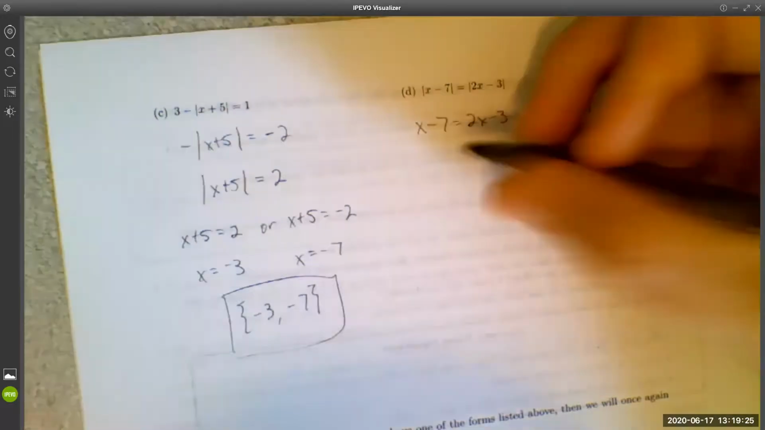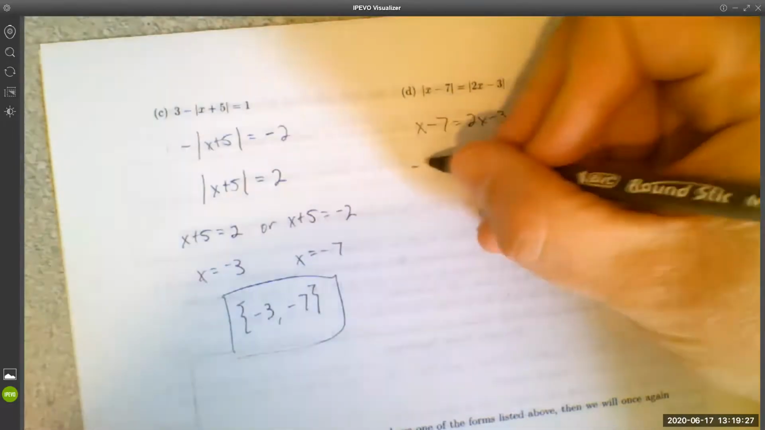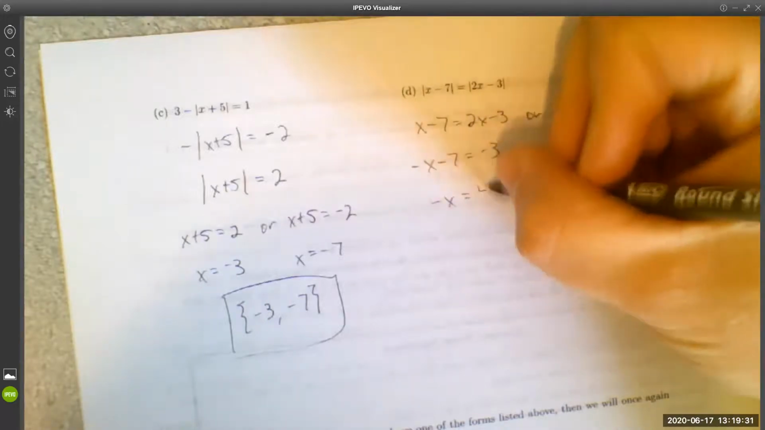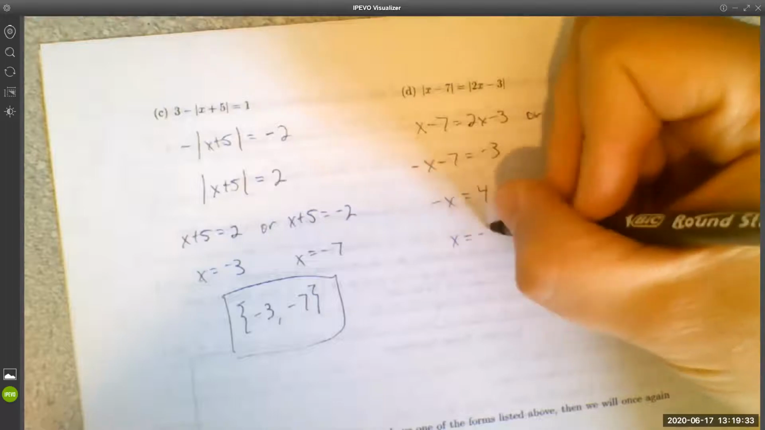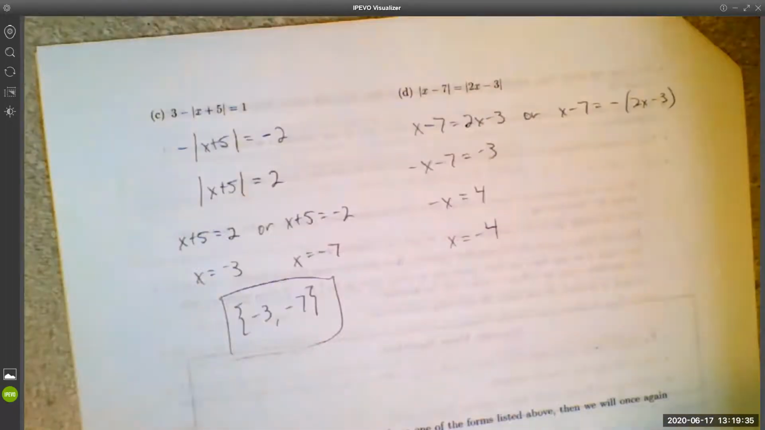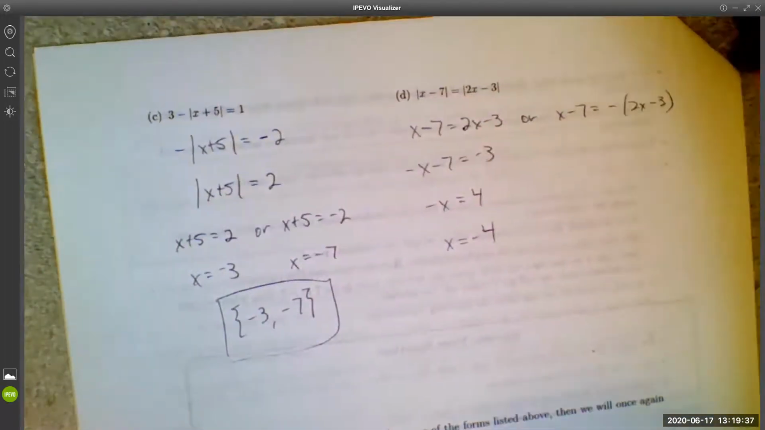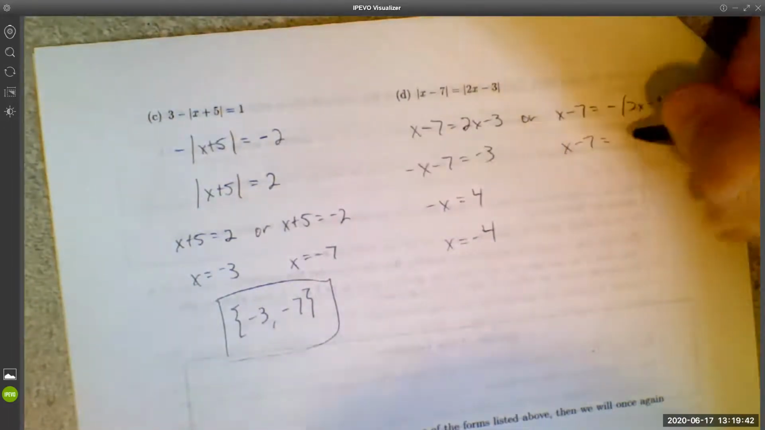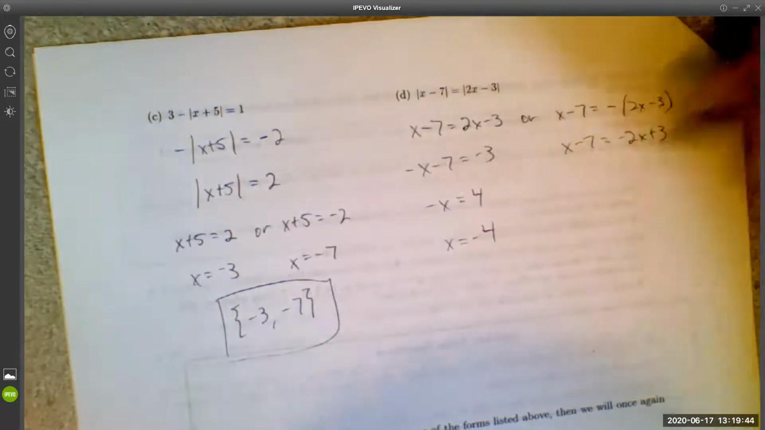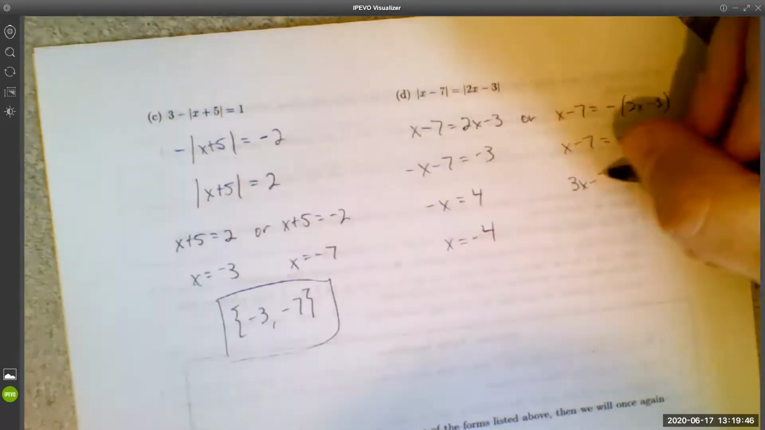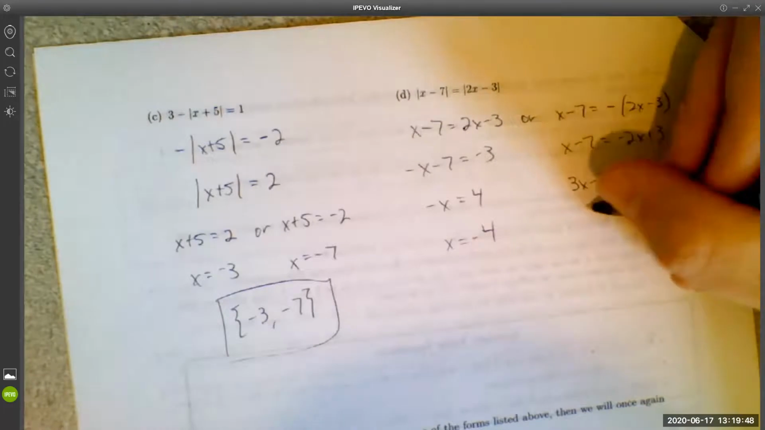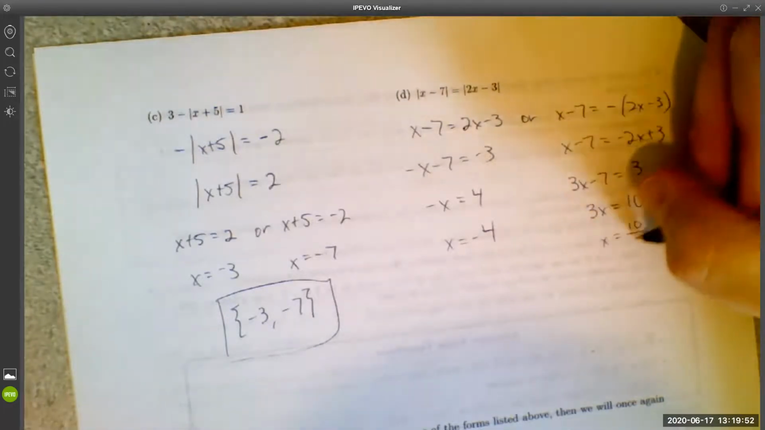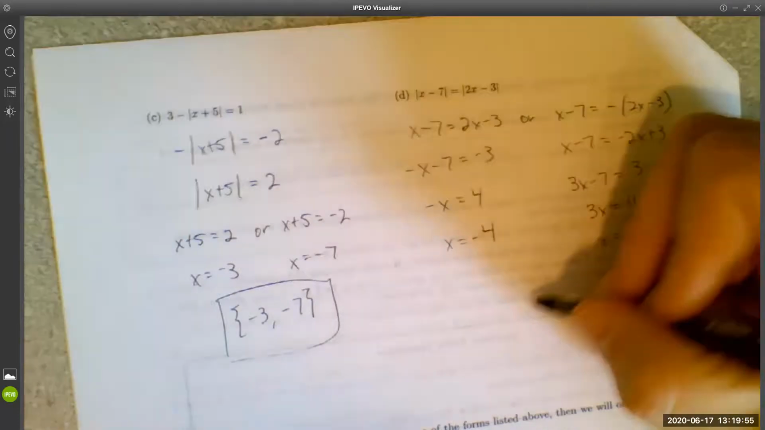So we finish solving. I move the 2x over, then I move the 7 over, and then divide by negative 1. So I get x equals negative 4. Here I need to distribute that negative sign. Move the 2x over. Move the 7 over. Divide by 3. And there you go.